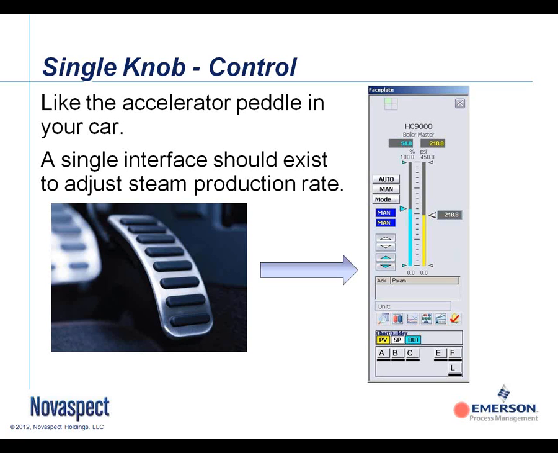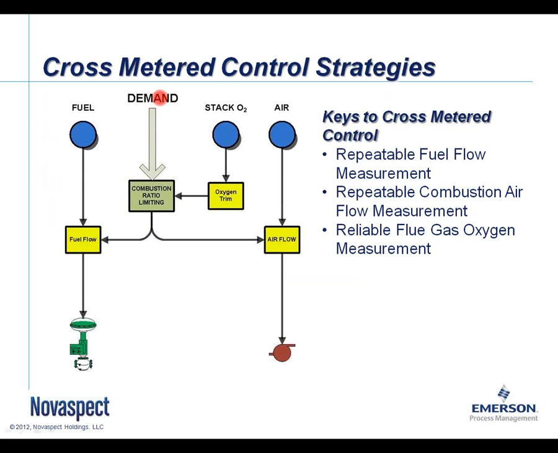In this diagram, very similar to the one that Tom was showing earlier, the demand here is that single knob access point. That's from that boiler master, our combustion ratio limiting here. This couples then with our O2 trim control. In a true cross-metered strategy, then the O2 control is affecting the airflow set point through there, allowing us to set those curves up and move closer and closer to that optimal efficiency point.